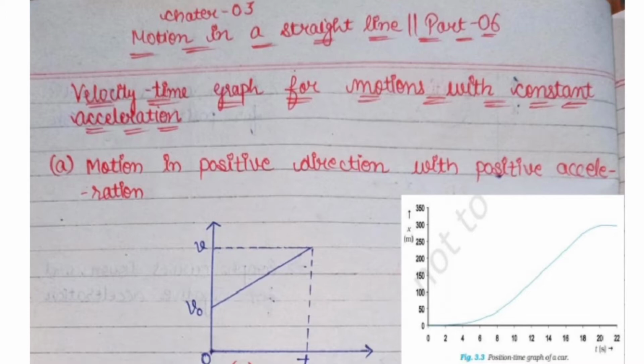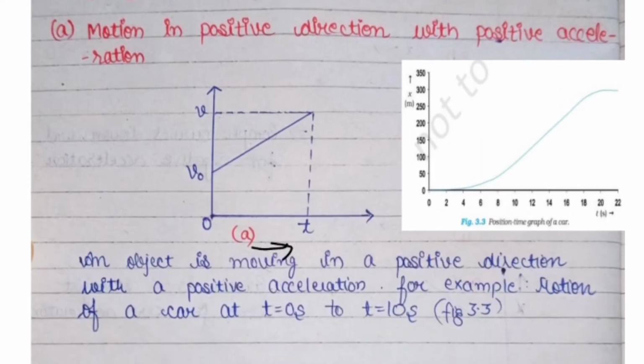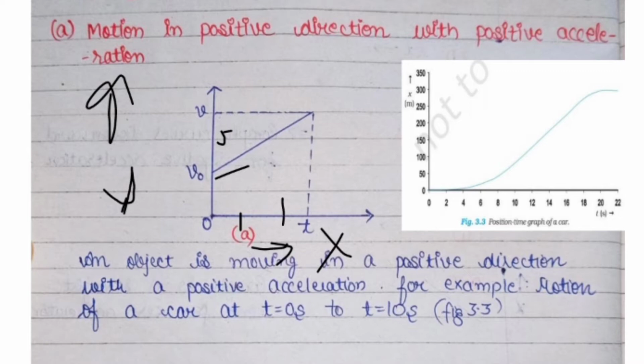For example, this is a velocity time graph. Along the x-axis we represent time and along the y-axis we are representing velocity. Here, velocity is continuously increasing with respect to time. At t equals 0, velocity is 5 meter per second. At t equals 1 second, velocity is 10 meter per second. So velocity is increasing equally in equal intervals of time, which means velocity is increasing at a constant rate. So an object is moving in a positive direction with a positive acceleration.